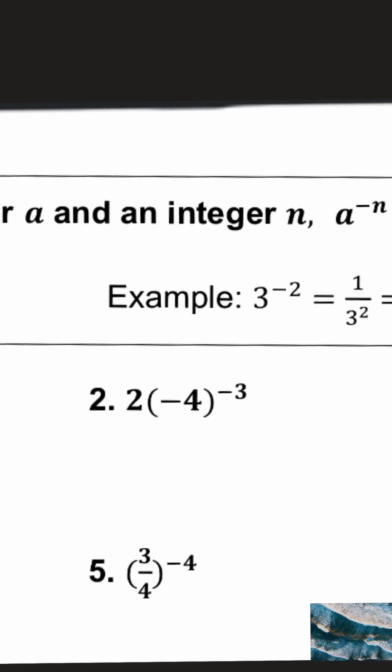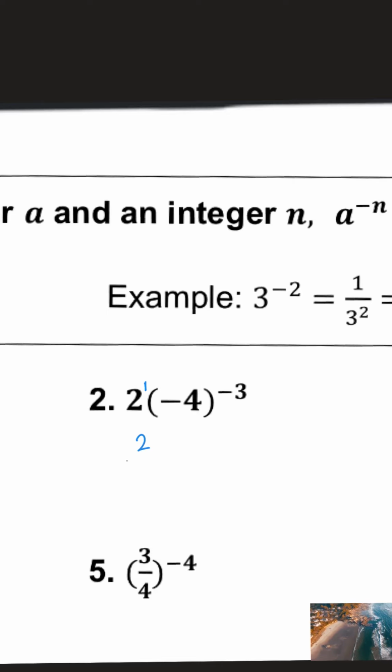Okay, let's do number 2 now, using the same rules. So, number 2 does not have a -3 exponent. It actually has a 2 to the 1. The -3 is only going to the -4. So the 2 is going to stay, and the -4 is going to go on the bottom.